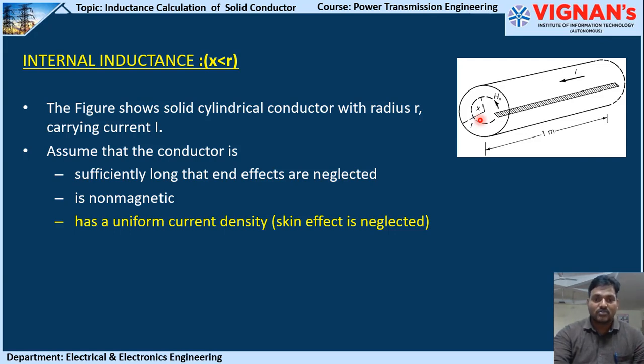In the previous class, we have studied what skin effect is. Whenever AC current is flowing through the conductor, most of the current will flow through the outer layers because of the non-uniform current density, which is called skin effect, which we neglect here. That means the current density is constant at any point inside the conductor.